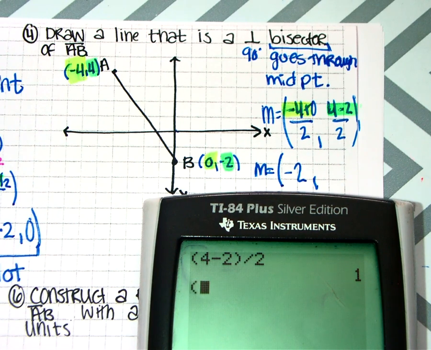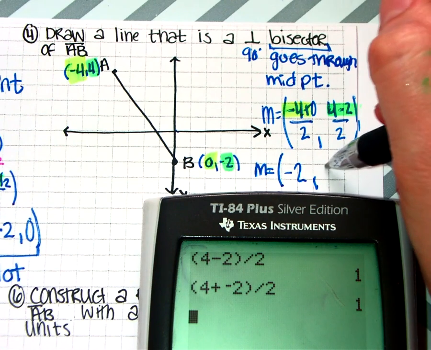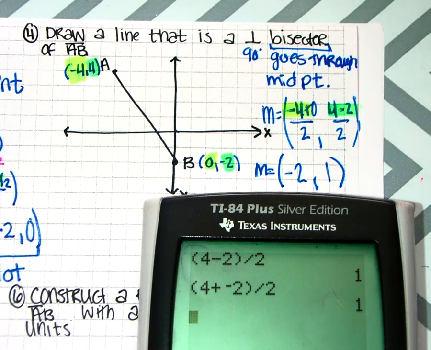Now you could leave this as 4 plus -2 divided by 2. They both simplify to the same thing, so it's really your choice if you want to always keep it plus or if you want to change it to a minus. So our midpoint is -2, 1.